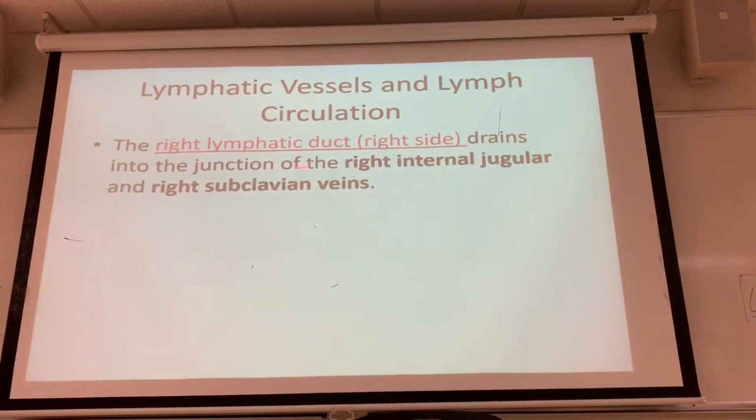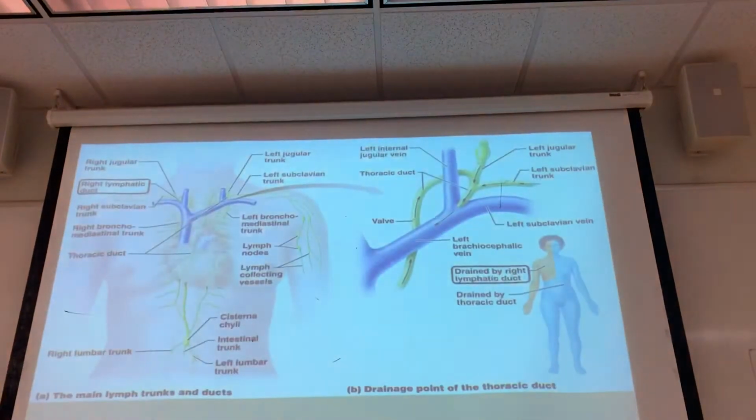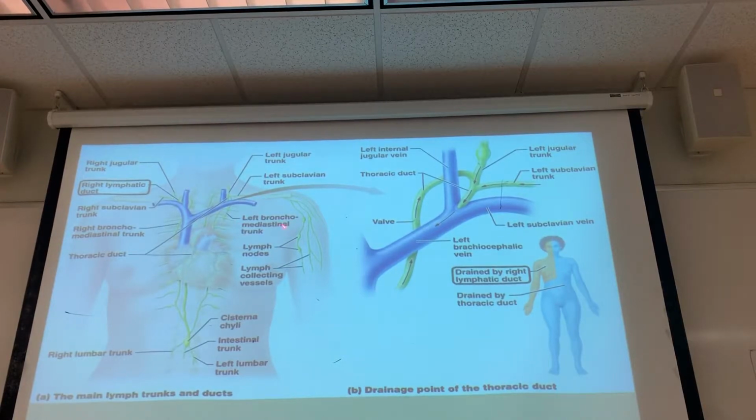The right lymphatic duct drains at the junction of the right internal jugular and right subclavian veins, down into the brachiocephalic veins to the right atrium. So again, the main lymph trunks and ducts for drainage: the right lymphatic duct, and the left thoracic duct. Don't forget those two names. Do not interchange them.